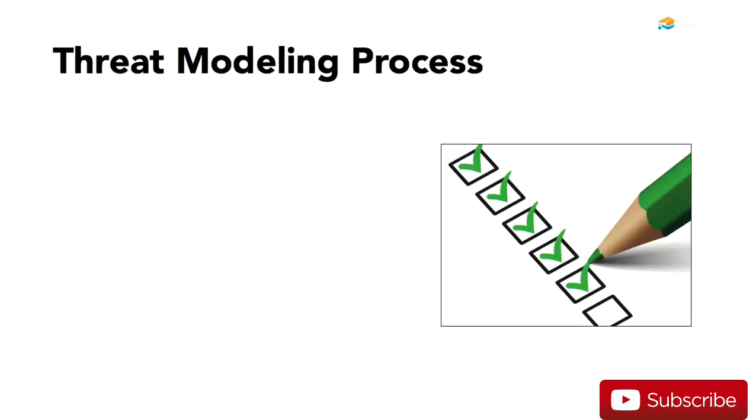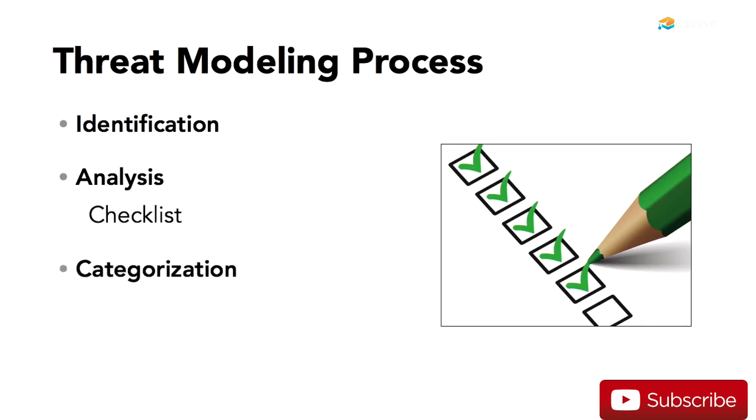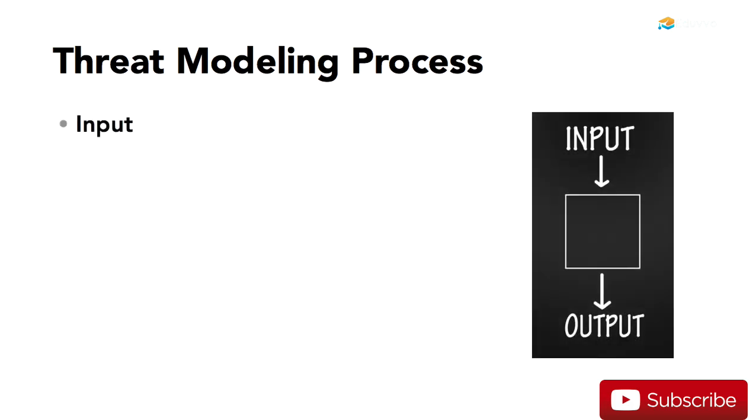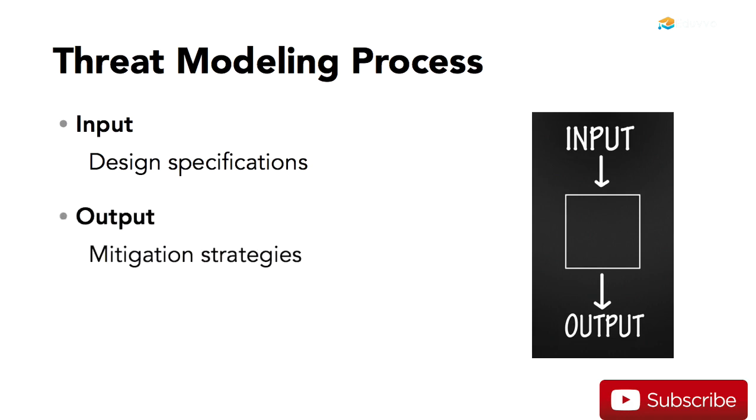Threat modeling starts with identifying threats to your software system. We then analyze the identified threats. Categorization of the threats comes next. This categorization process is particularly important because it provides a basis for prioritizing the threats. Finally, you are ready to mitigate the threats. Threat modeling takes the design specifications of your software as an input and produces mitigation strategies as its outputs.